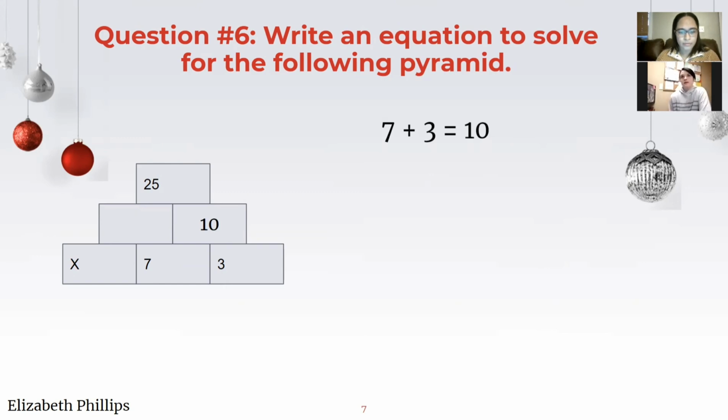The best way to do this would be to do 25 minus 10, which will give us 15. So 15 will go in that blank. And afterwards, we can simply subtract 7 from 15, and we should get 8, which will be our X. So we can go ahead and put that in our spot, and our answer for X for our pyramid will be 8. That was pretty cool.